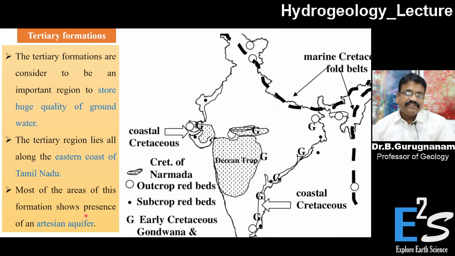Most of the areas in this formation show the presence of artesian aquifer because of the confining characteristic. Take an example in Neyveli. Neyveli is one of the best examples. Of course, it is there in the next slide.